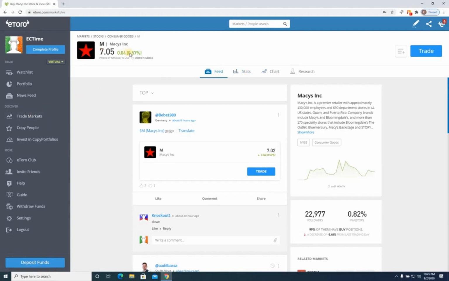So this is the page you get. So that's the price of the stock now. So it's priced in NASDAQ. The market's closed at the moment. So okay, the US market opens half 9 a.m. till 4 p.m. Okay, so this is the feed, so it's very easy to use.